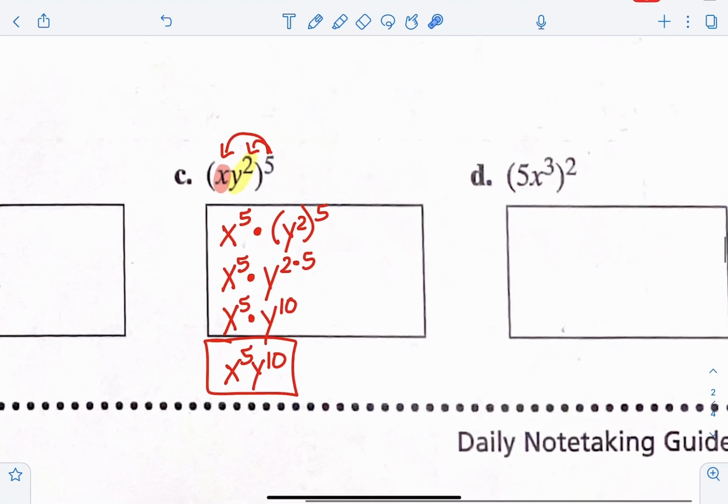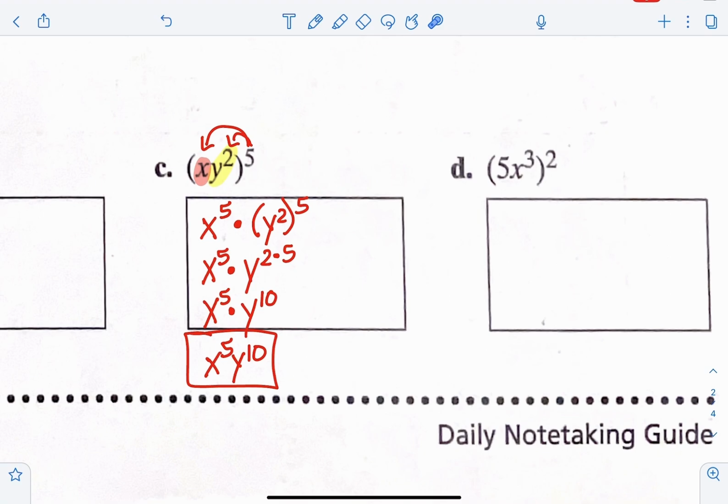So D is really similar. Okay, so go ahead and do D on your own. We'll pause the video and then we'll come back and do it together.